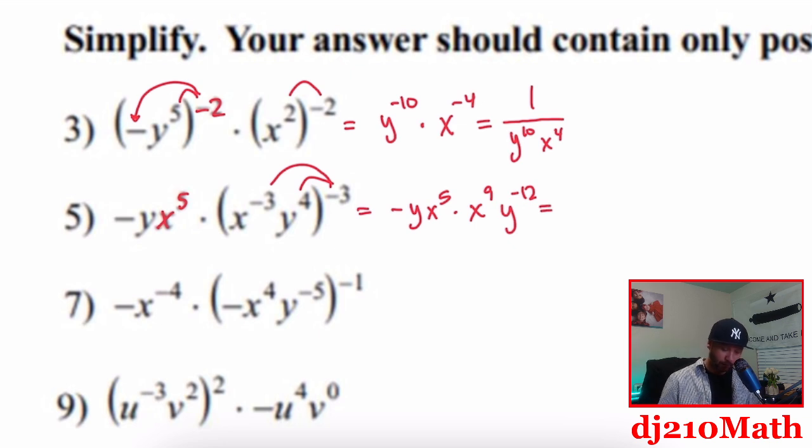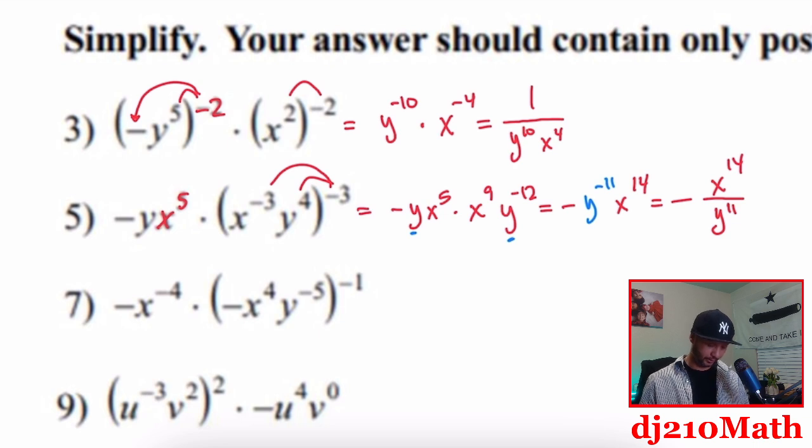Okay. Common bases. There's the negative in front, so that's going to be a negative. Common bases: y times y, we add the exponents. So this is going to be y, 1 plus -12 is -11. Then x, 5 plus 9, 14. So clearing the negative exponents, we have negative. What's left up top? x to the 14, because that's positive. And then y to the 11th goes down into the denominator.